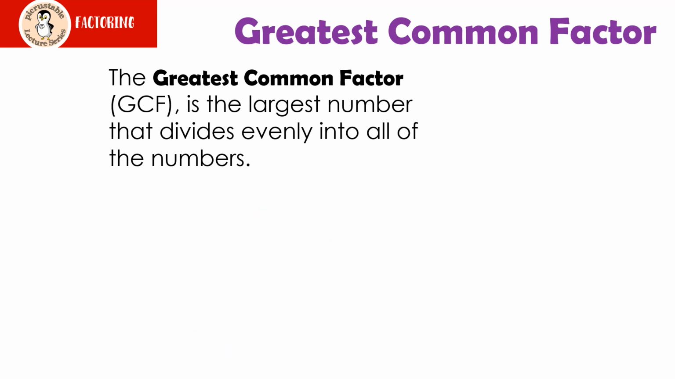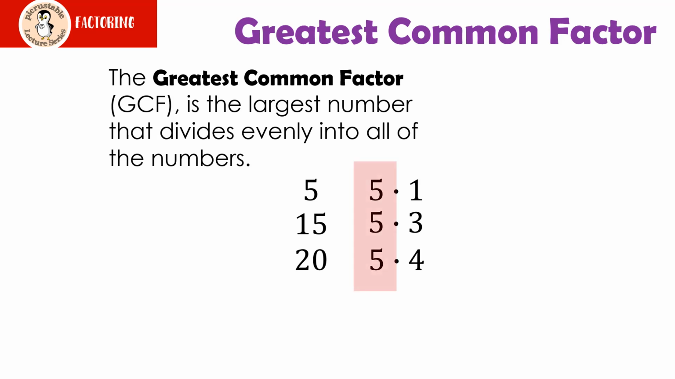The greatest common factor, or GCF, is the largest number that divides evenly into all of the numbers. Let's look at these numbers, 5, 15, and 20. To figure out the factors, I know that 5 is 5 times 1. Then I look at 15. Is 5 a factor of 15? It sure is, 5 times 3. When I look at 20, is 5 a factor of 20? Yeah, 5 times 4. 5 is your greatest common factor.